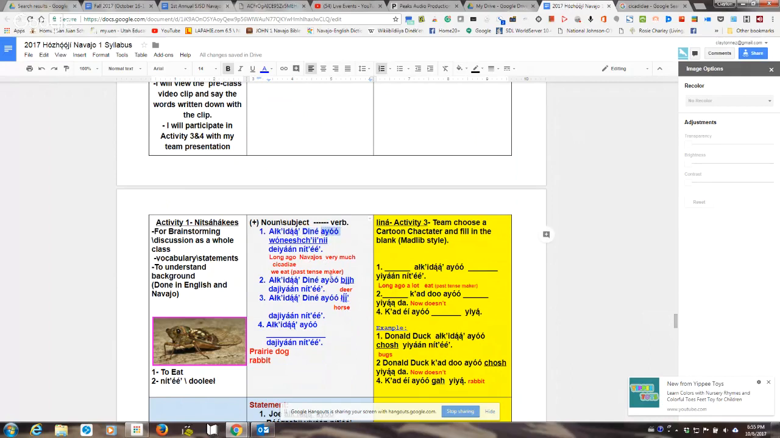Ayo would be very much. And Winesh Chidi. The Winesh Chidi is a cicadae. Here's a picture of it. A long time ago, Navajos very much Wineshchidi, which is cicadae.